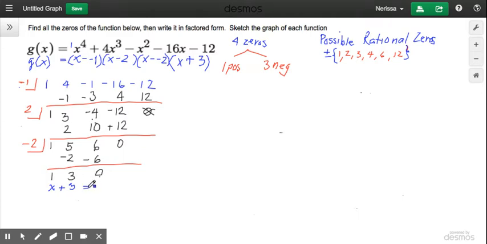And to solve for the 0, we just set this equal to 0, and then we solve for x. So we now take away 3 from both sides. And so we'll have x equals negative 3. There, we have found all 4 zeros. 1, 2, 3 of them are negatives, and we have 1 positive. And they all belong in this list.